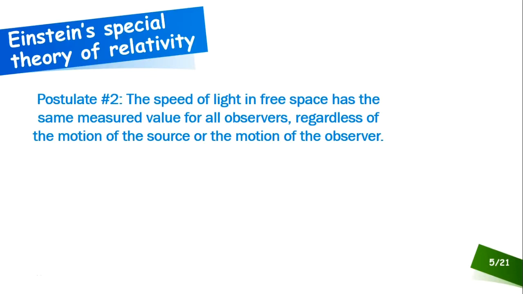The second postulate that Einstein extended in his special theory of relativity is that the speed of light in free space has the same measured value for all observers, regardless of the motion of the source or the motion of the observer. In other words, the speed of light is a constant, irrespective of your frame of reference.